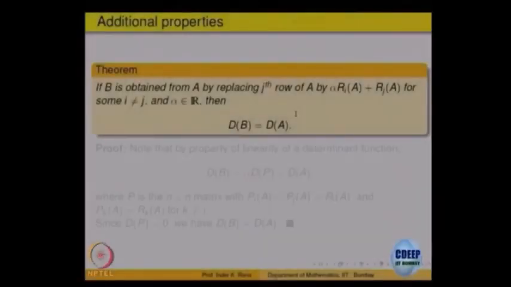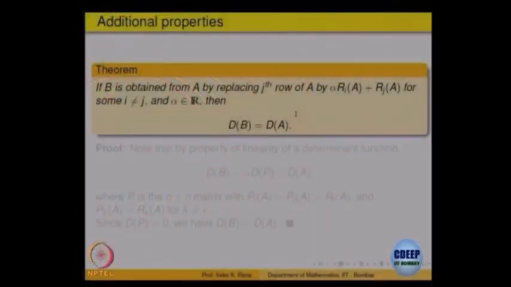If B is obtained from A by replacing the jth row by alpha Ri plus Rj, slowly I am heading towards elementary row operations. Remember, one of the elementary row operations was multiplying by a non-zero scalar, which we already took care of by the defining property: alpha comes out. And if you take the ith row, multiply by alpha and add to the jth one, then what happens to the determinant? It says the determinant does not change; it remains the same.